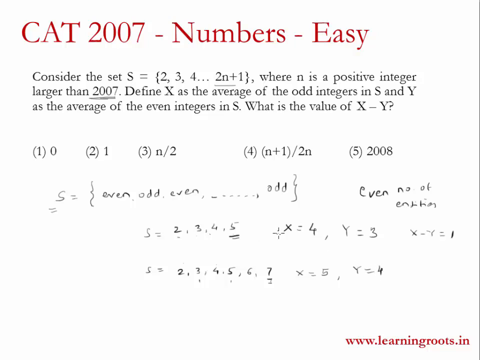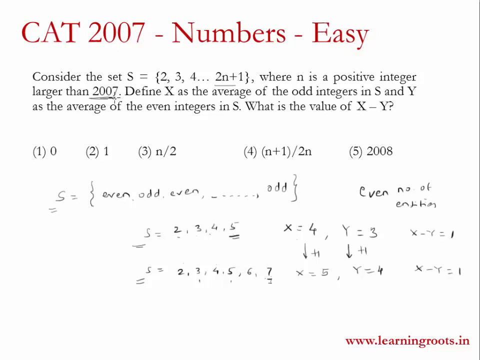So what you can see is when we move from this set to this set, what is happening? There are two values that are getting added. Both these values are nothing but one more than the values in the earlier set, and hence the average of odd numbers also increases by 1. Average of even numbers also increases by 1, but x minus y will still remain constant.